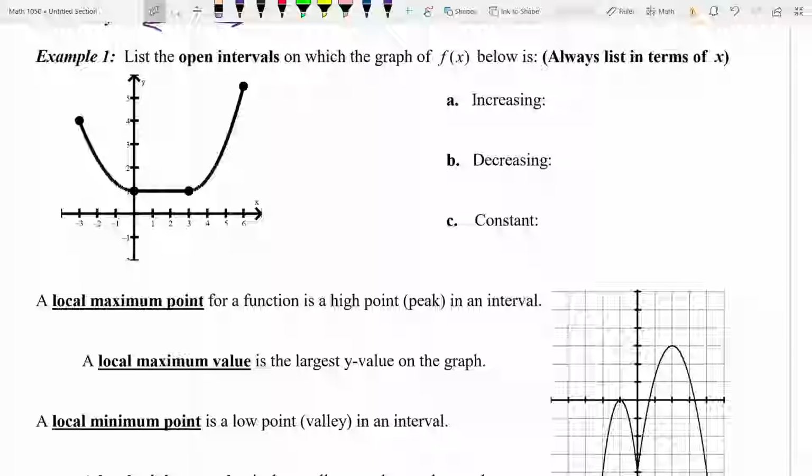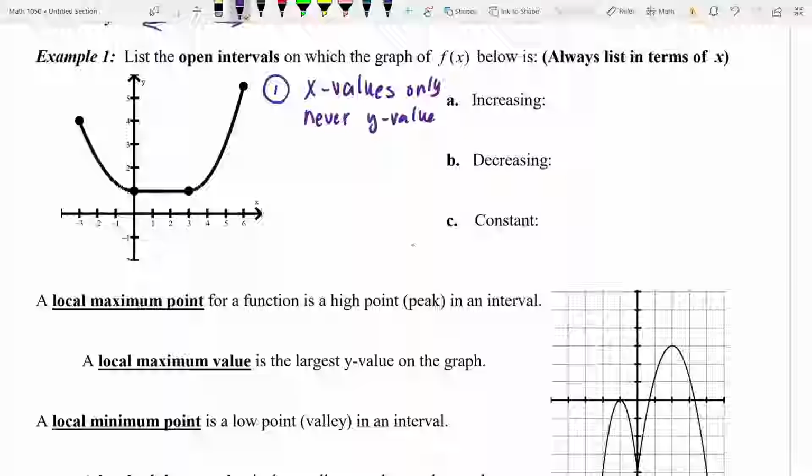So sometimes people mess up on increasing, decreasing, constant. I want to tell you the 3 reasons why. So one reason is these are x values only. Make sure you write down everything I write, so when I look at you, you're writing. X values only, never y values.